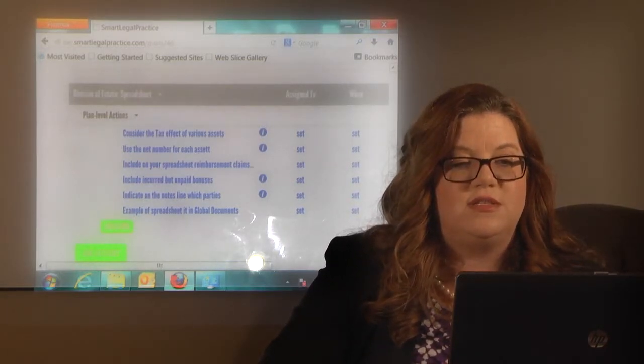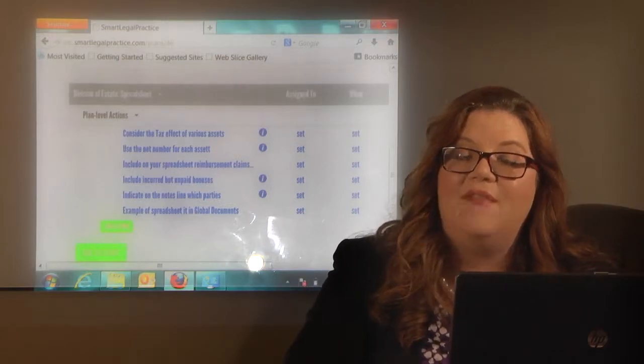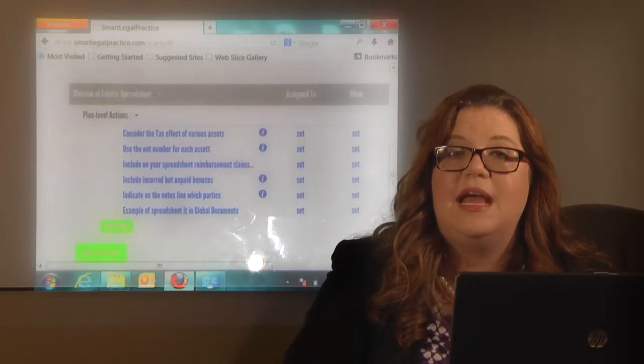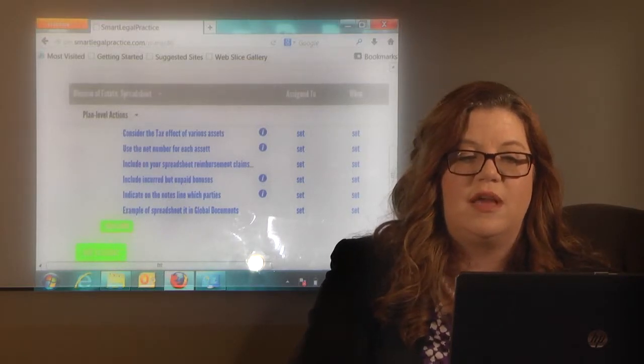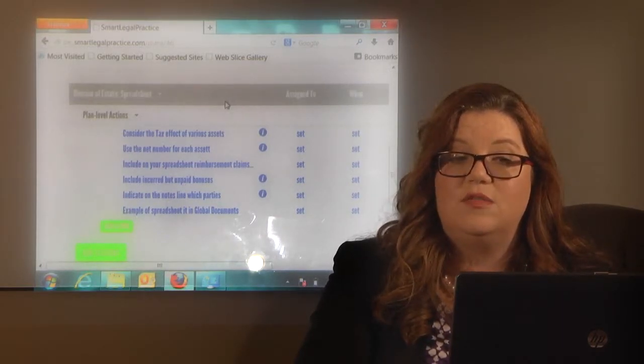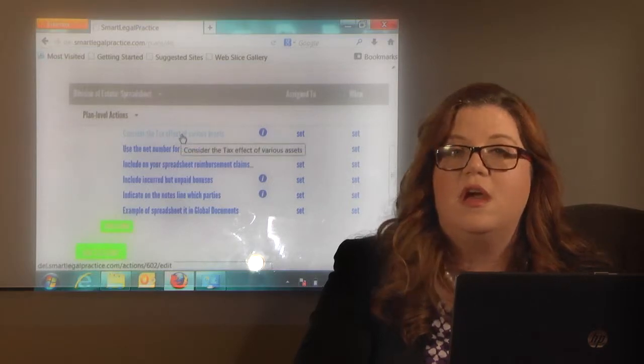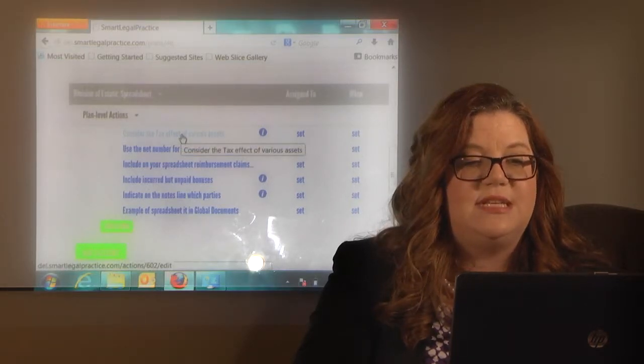So I always do these on cases. And we have an example of a spreadsheet attached in the document section to Smart Legal Practice, so you can see what we're talking about. But when considering putting yours together, we have some tips here in the template.